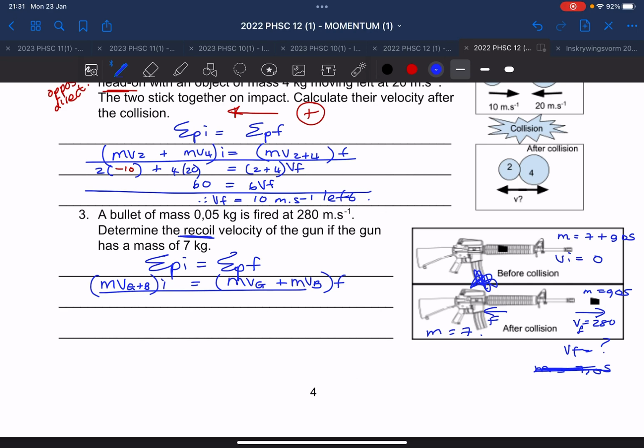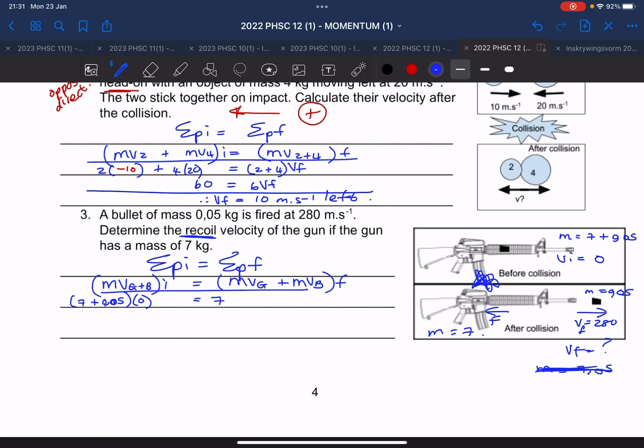Right, let's put in our values. The mass at the beginning is 7 plus 0.05. And the velocity at the beginning is 0. The mass of the gun is 7. And the velocity of the gun we do not know. Plus the mass of the bullet is 0.05. What did I forget to do? I didn't choose a direction to be positive.